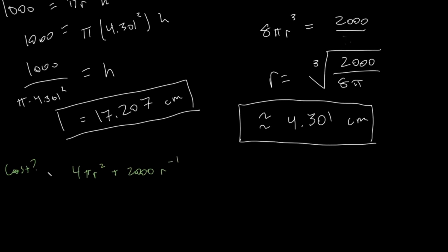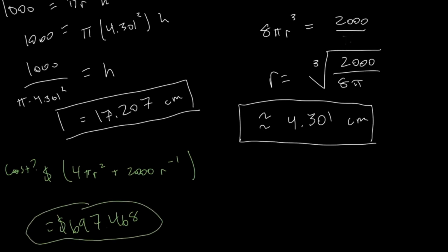And this is units, dollars. So I get 4 pi r squared, 4 times pi times 4.301 squared plus 2000 divided by r. So 2000 divided by 4.301. So I get $697.468. Of course, these are made up numbers. It doesn't actually cost $700 to manufacture a small cylinder, right? Any questions about this?